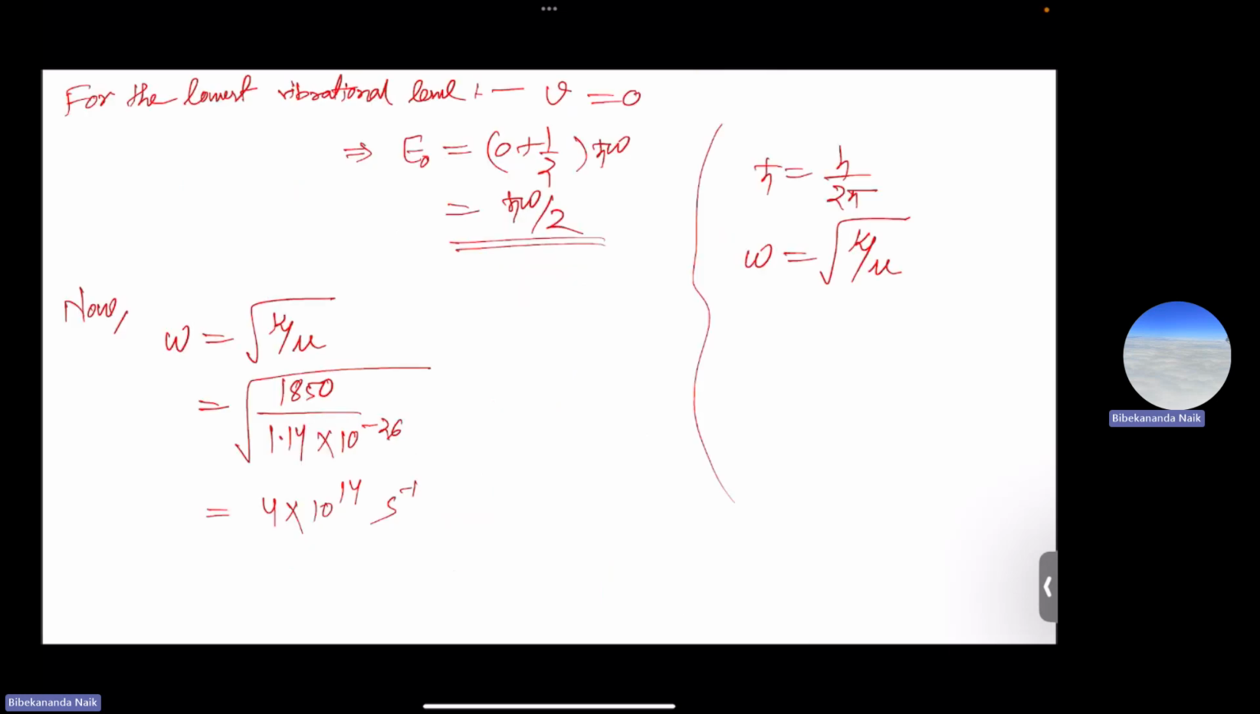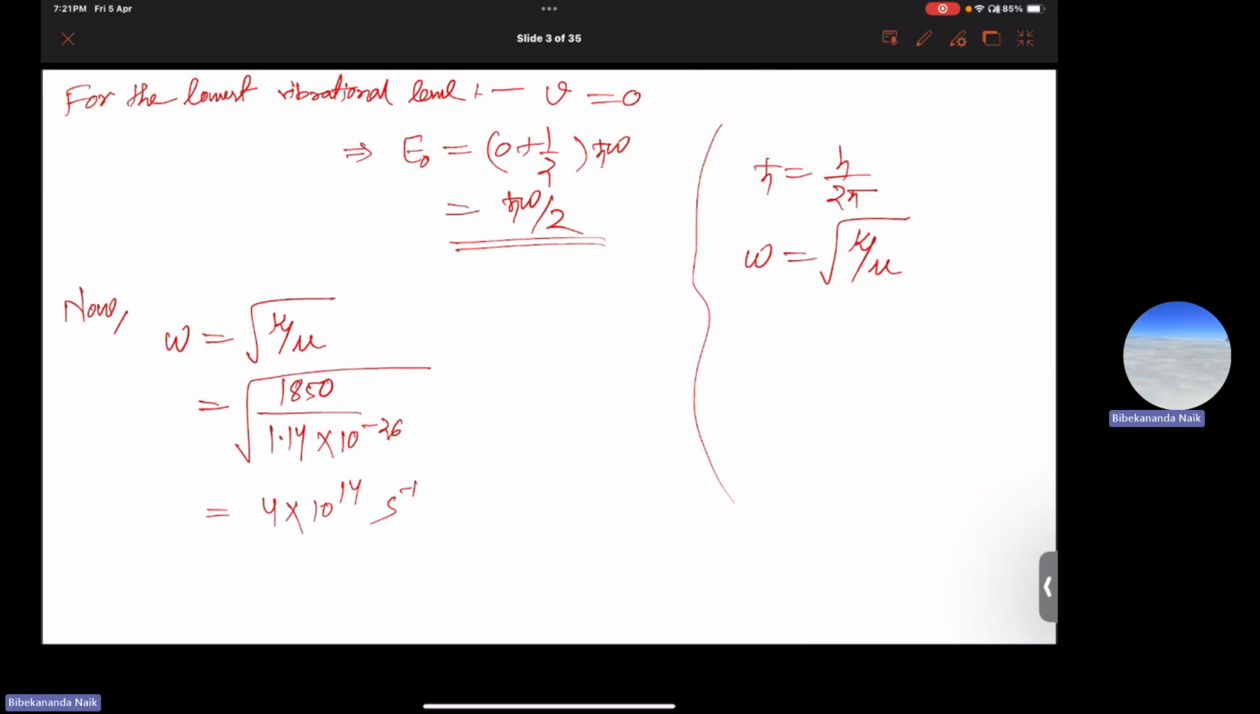Now, if you see, the question was the force constant and the reduced mass of carbon monoxide molecule was given, and we had to find out the value of the lowest vibrational level. Now, the lowest vibrational level corresponds to V equals to 0, where the energy of the vibrational levels are given by the formula EV equals to V plus half h bar omega. So when you put the value of V equals to 0, then the lowest energy state comes out to be h bar omega by 2, which is the ground state energy, because we know that the ground state energy is always the lowest possible energy of a system.